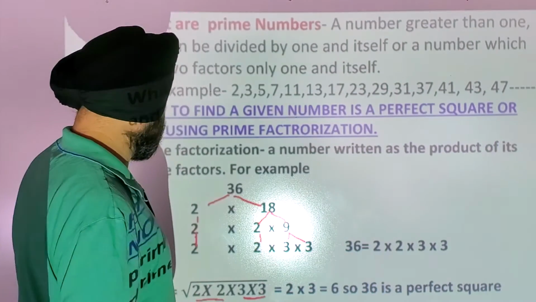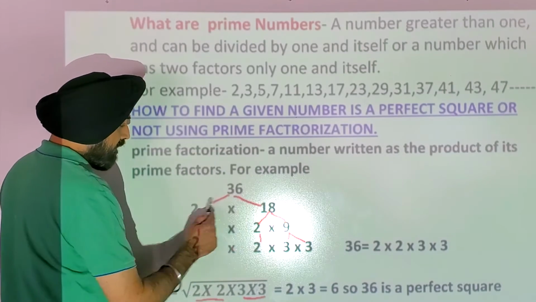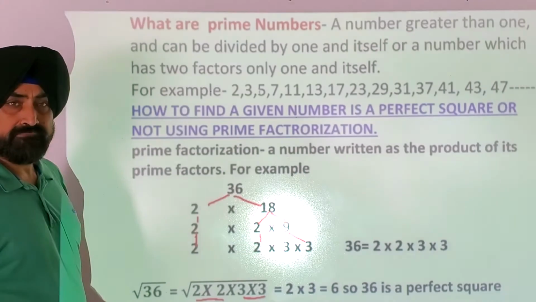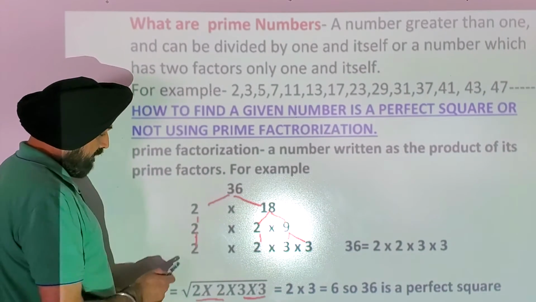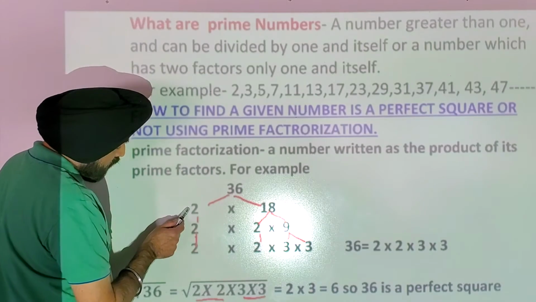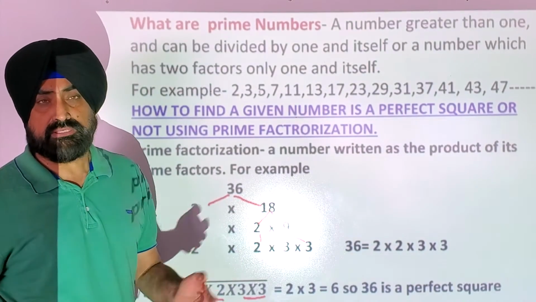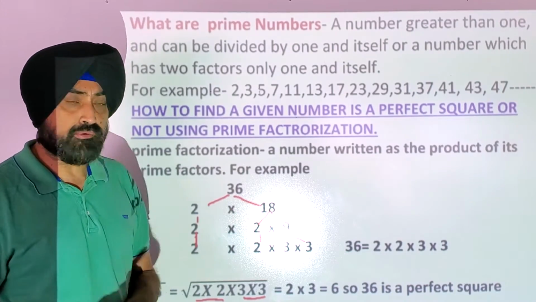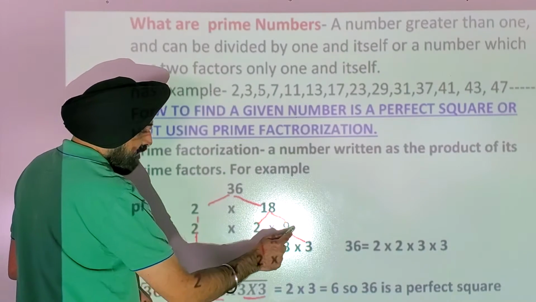For example, 36. 36 can be divided by 2. 2 times 18 is 36. Now this 18 can further be divided by 2 and 9. Because 2 is a prime number, we cannot split it further. There is no other number which can divide 2. So we'll write 2 as it is. And 18 we write as 2 times 9.